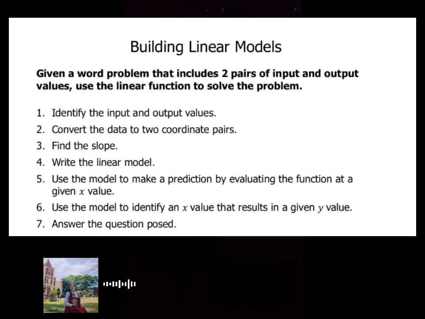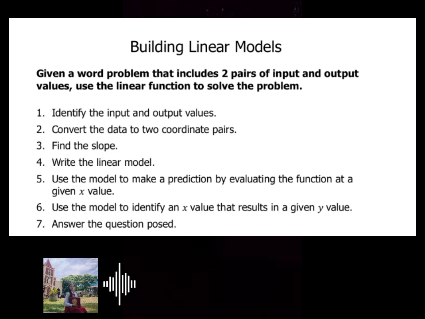Building linear models. Given a word problem that includes two pairs of input and output values, use the linear function to solve the problem. First, identify the input and output values. In a linear model, the input values are the x values and the output values are the y values. This is because in the linear model, we are trying to predict the output value, which is y, based on the input value, which is x.